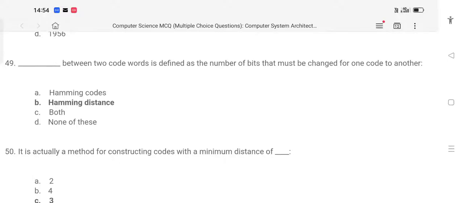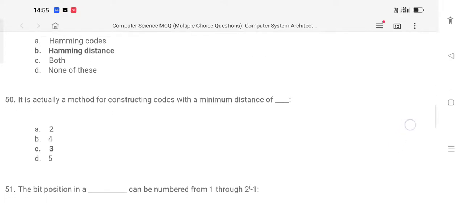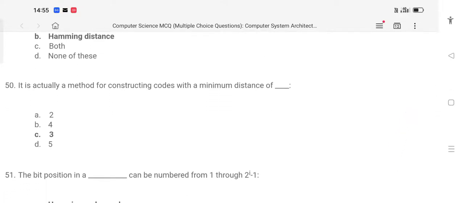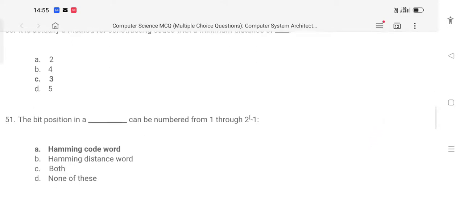Dash between two code words is defined as the number of bits that must be changed to convert one code word to another. Hamming distance. It is actually a method for constructing code with a minimum distance of 3.